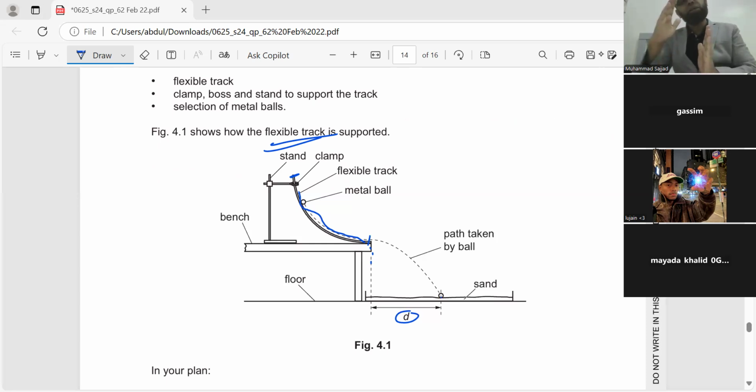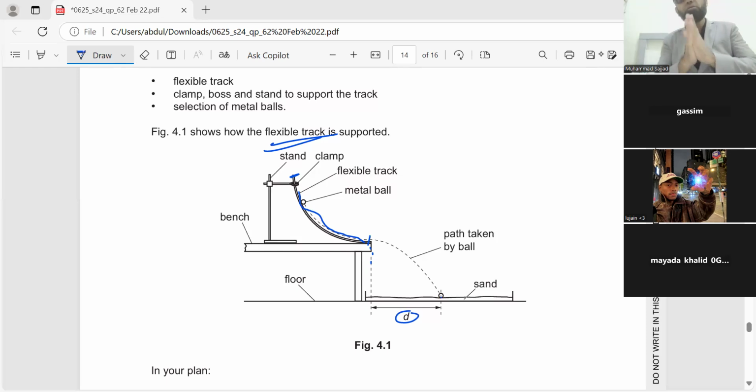I can make this flexible track higher, steeper, in other words. Second is I can use the balls, different metal balls are given. I can test the mass of the balls. So smaller masses will be rolling down comparatively at slower speed, but greater mass will be rolling at greater speed. So of course then it means it will be covering a greater distance.